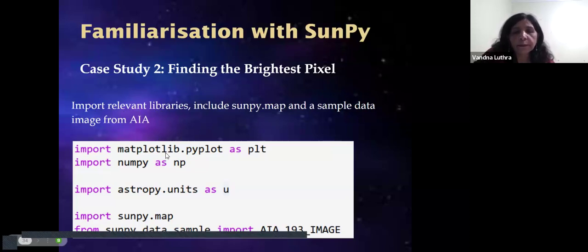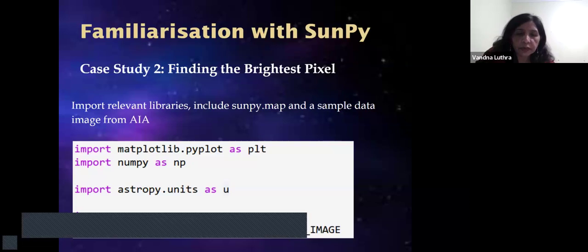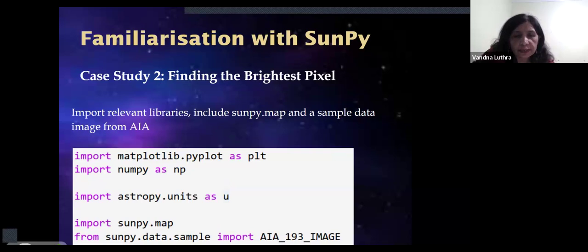So here import matplotlib.pyplot as plt, import numpy as np, import astropy.units as u, and import sunpy.map, and from sunpy.data.sample import AIA_193_IMAGE. This is already available in the library, and one can utilize it. So from sunpy.data.sample import AIA_193_IMAGE.